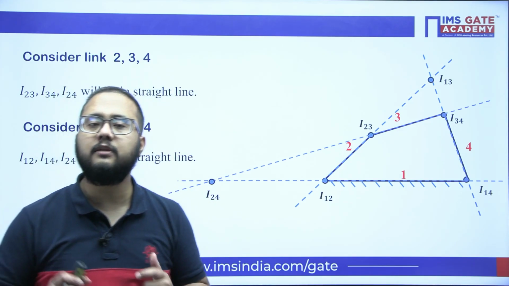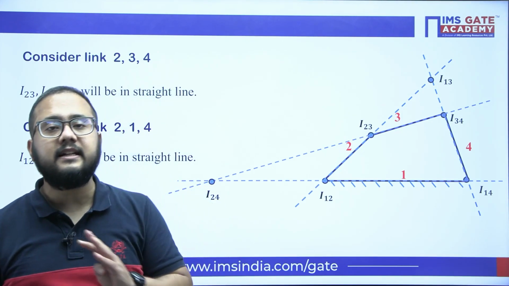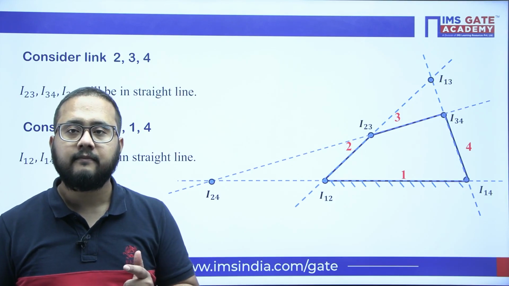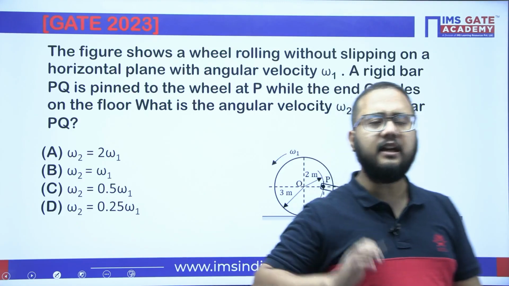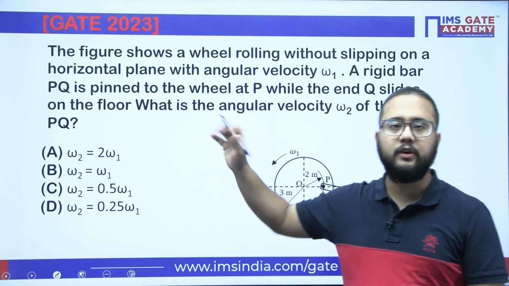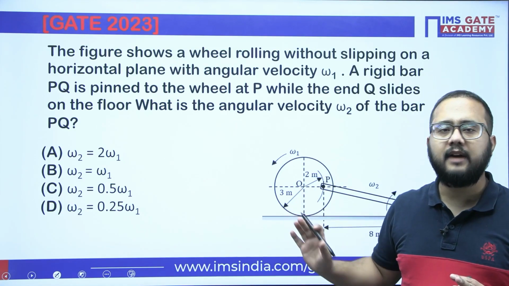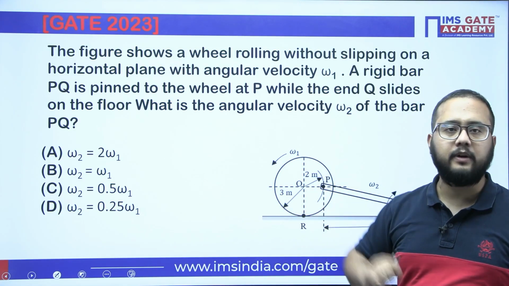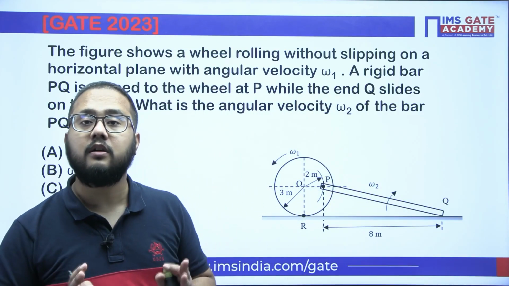Kennedy's theorem is, whenever three links are in relative motion, all of their I centers will be in a straight line. Now moving ahead, we will directly see this question from GATE 2023. In this particular question, they have given one mechanism and they are asking the relation between omega 1 and omega 2. So we will solve this question with the help of the angular velocity ratio theorem.